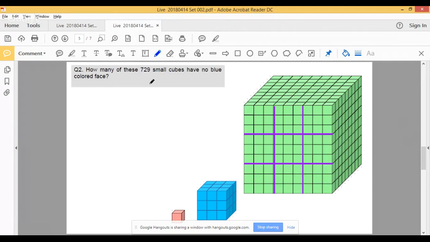How many of these 729 small cubes have no blue colored surface? Right? Okay. Now we know these blue colored surfaces are there. These cubes will have 3 blue colored surface, 2 blue colored surface, 1 blue colored surface, and 0 blue colored surface. Right? Okay. Now you want the three blue colored surface to lose all their blue colors, which means the corner cube should be present in the corner here also. Only then it will have 3 blue colored surface exposed and it will lose all the 3 to green.